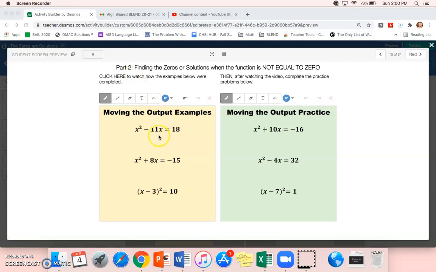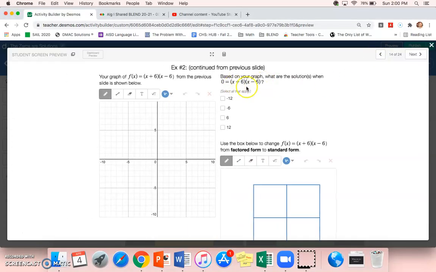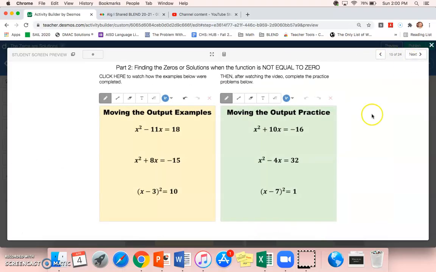Part 2. What do we do when we're given functions and the output is not equal to 0? Everything we've seen up to this point, we're trying to solve for x and find the 0 or solution when the function equals 0. But in all of these examples that you'll see here for the rest of the practice, in this output spot, there's not a 0. So how do we get one? Well, it's just one step.